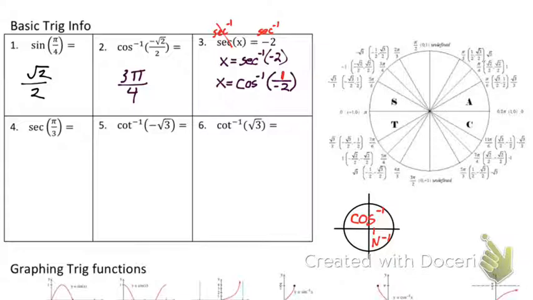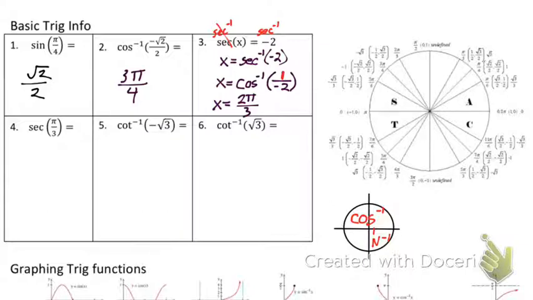So we look at our x values. These are all positive. So it must be negative 1 over 2 is right here, which is at 2 pi over 3. So this one equals 2 pi over 3. So if I have secant inverse, I'm going to change it to cosine inverse, and I'm going to put 1 over whatever was in here.